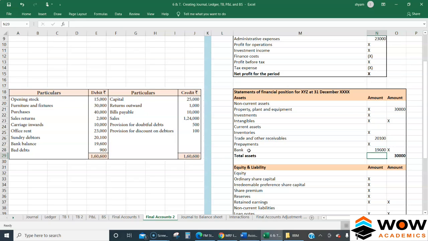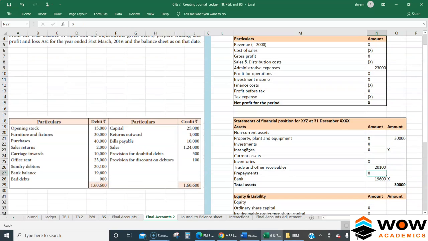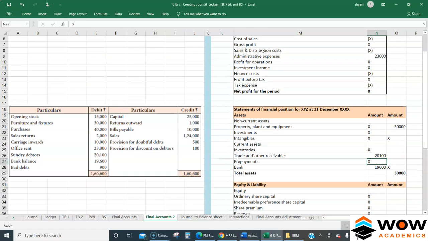The next is bad debts. Bad debts is an expense, and this expense we can show under sales and distribution or admin expense. We can show it under admin expense. We already have 23,000 of rent. I think we'll add this 900 of bad debts there, so this number comes to 23,900.